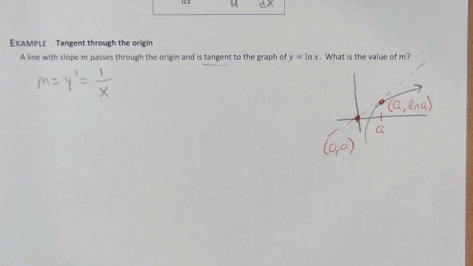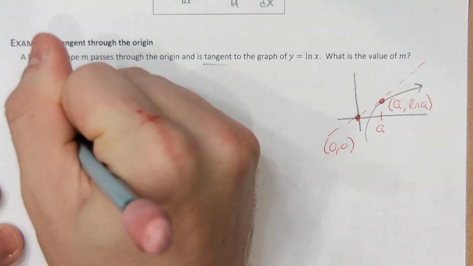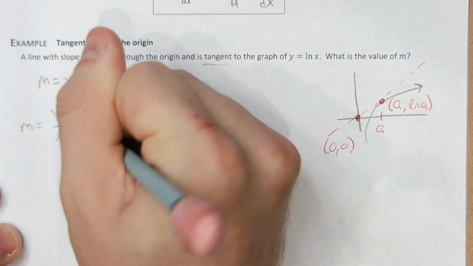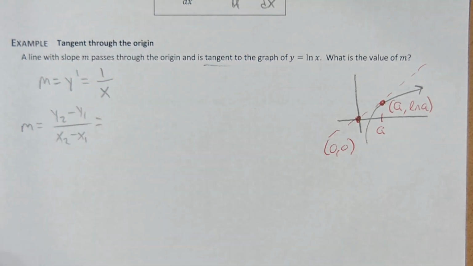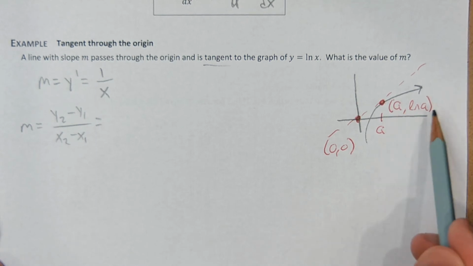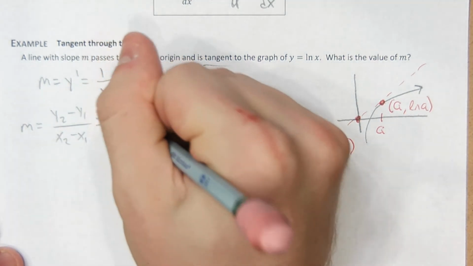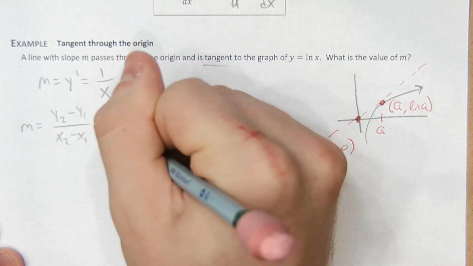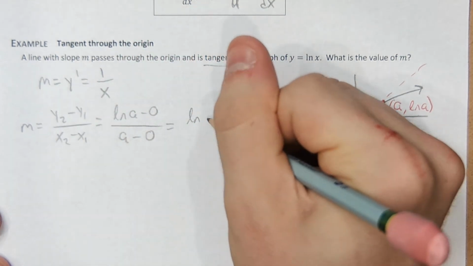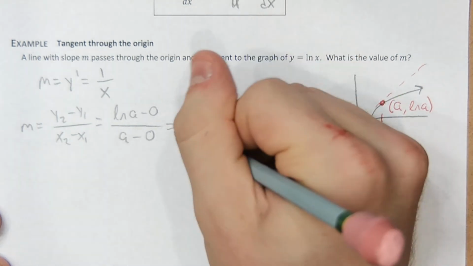In Algebra 1, you learned a formula for finding the slope of a line given two coordinates. There it is. I'm going to use this as (x2, y2), so I can have the ln of a minus 0 over a minus 0, giving me the ln of a over a.